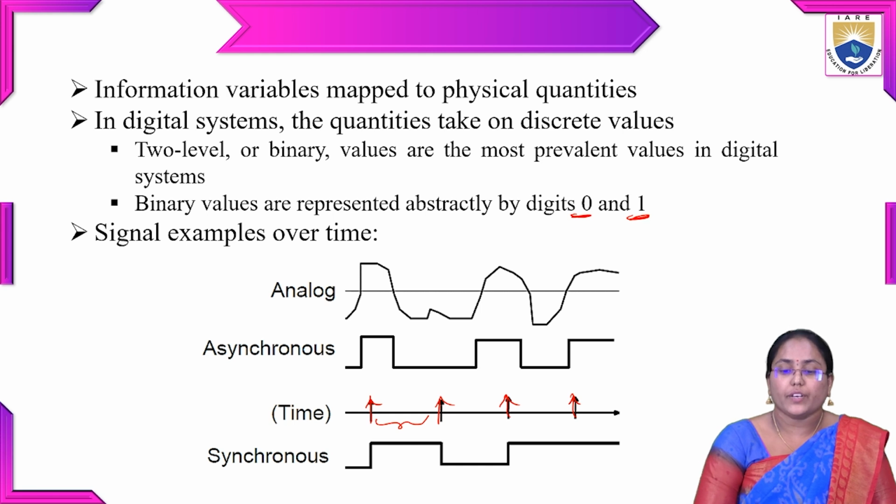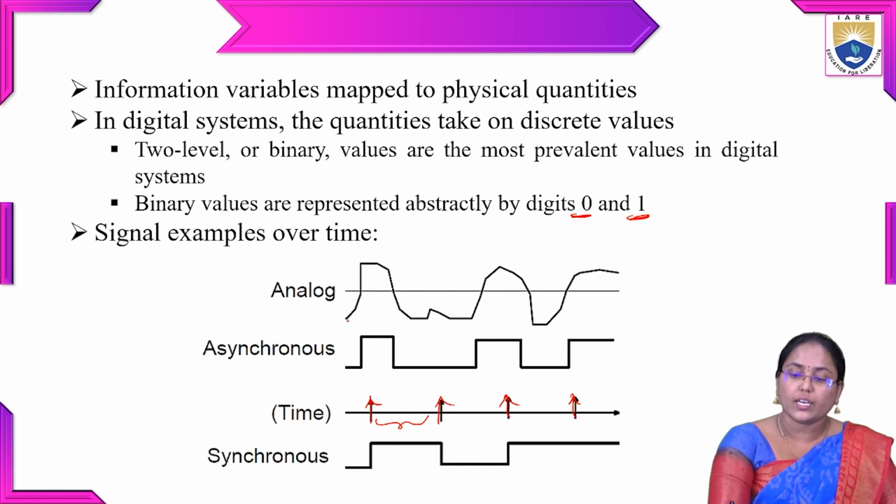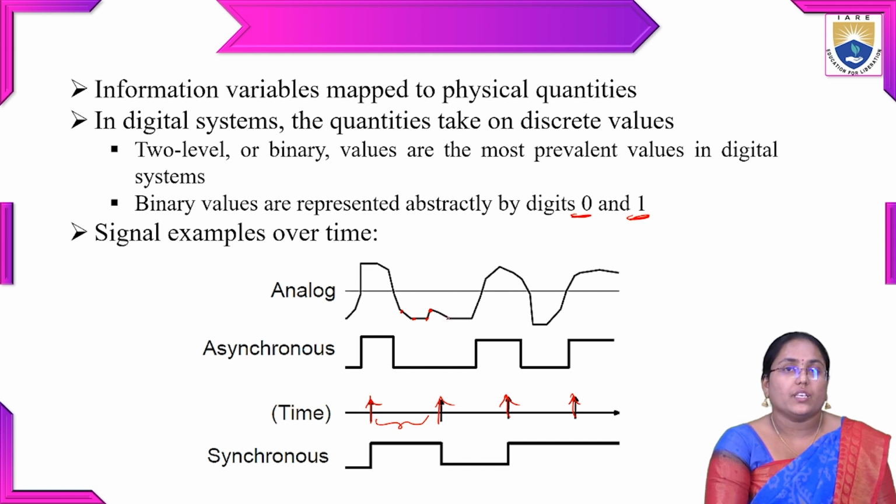Now take any signal example over time. If we consider an analog signal, it changes all the time. As you can see in this particular analog signal, the changes are at every point of time. Even if there is no periodicity, it is changing from this point to this point, this point to this point. So everything is being changed.